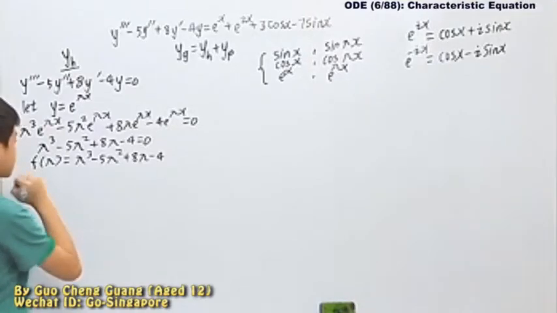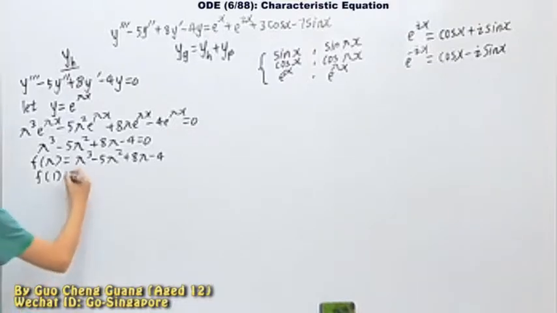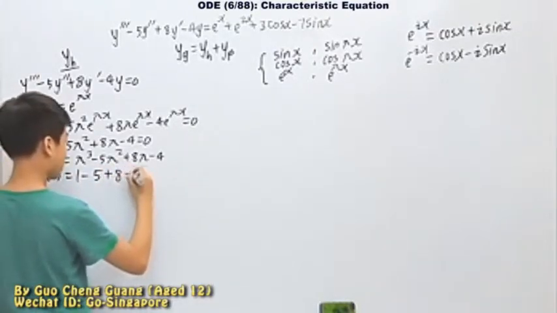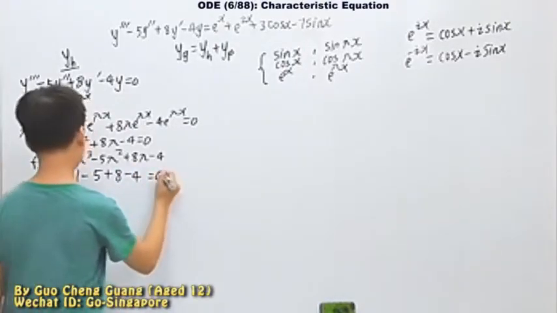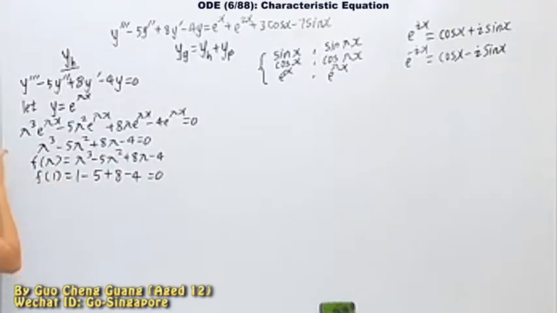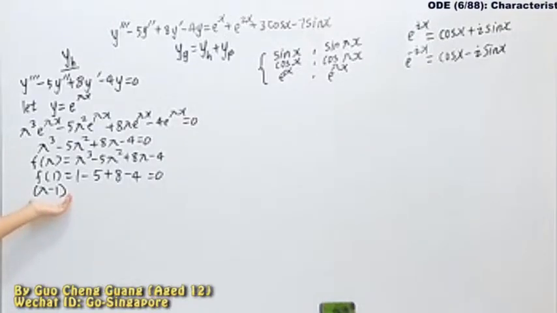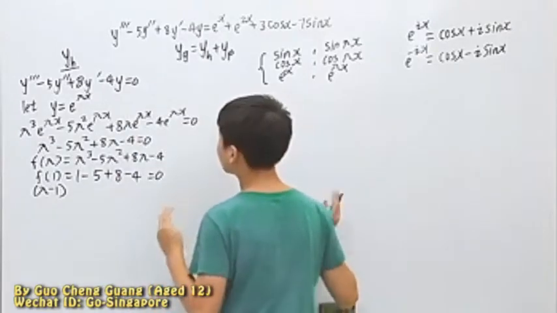So let's experiment a little bit. Okay, easy number, 1. 1 minus 5 plus 8 minus 4. Well, it's just perfect. 9 minus 9. 0. So that means 1 is one of the lambdas. So that means one of these factors is lambda minus 1. So how about let's try the polynomial long division.